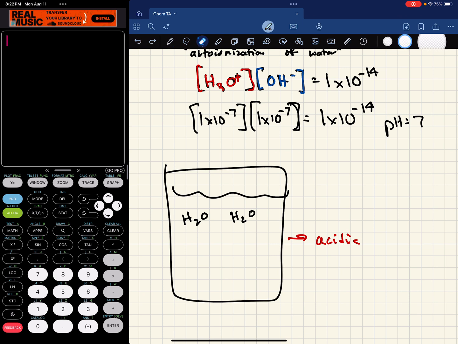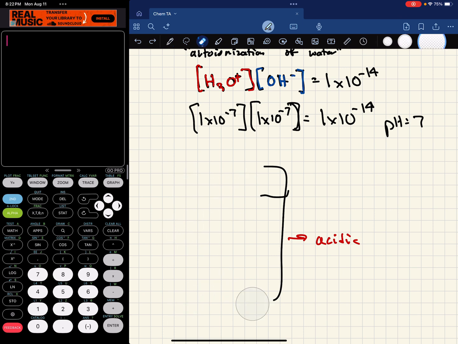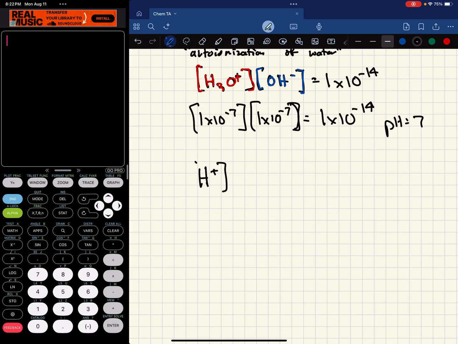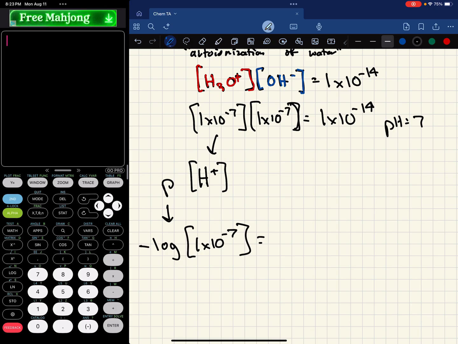So the way that we find pH, how we calculate it, let me just show you how to do this. We're going to take our H plus concentration, and then we're going to do pH. See that? We're going to do the negative log of our H plus concentration, which in this case is 1 times 10 to the negative 7. And then that is going to give us our pH value. So let's solve for that.